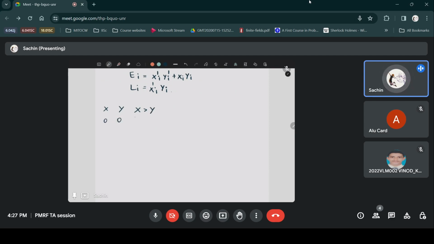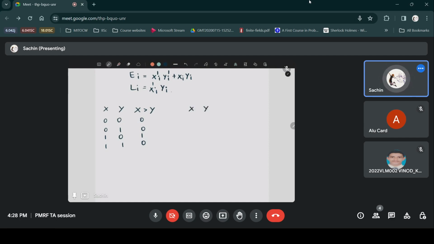When both are 0, x is the same as y, so this is not true. So this will be 0. When x is 0, y is 1, x is less than y, so this will be 0. When x is 1 and y is 1, both are equal, so this will be 0. Only when x is 1 and y is 0, x is greater than y, so it will be 1. That is only for 1 bit.